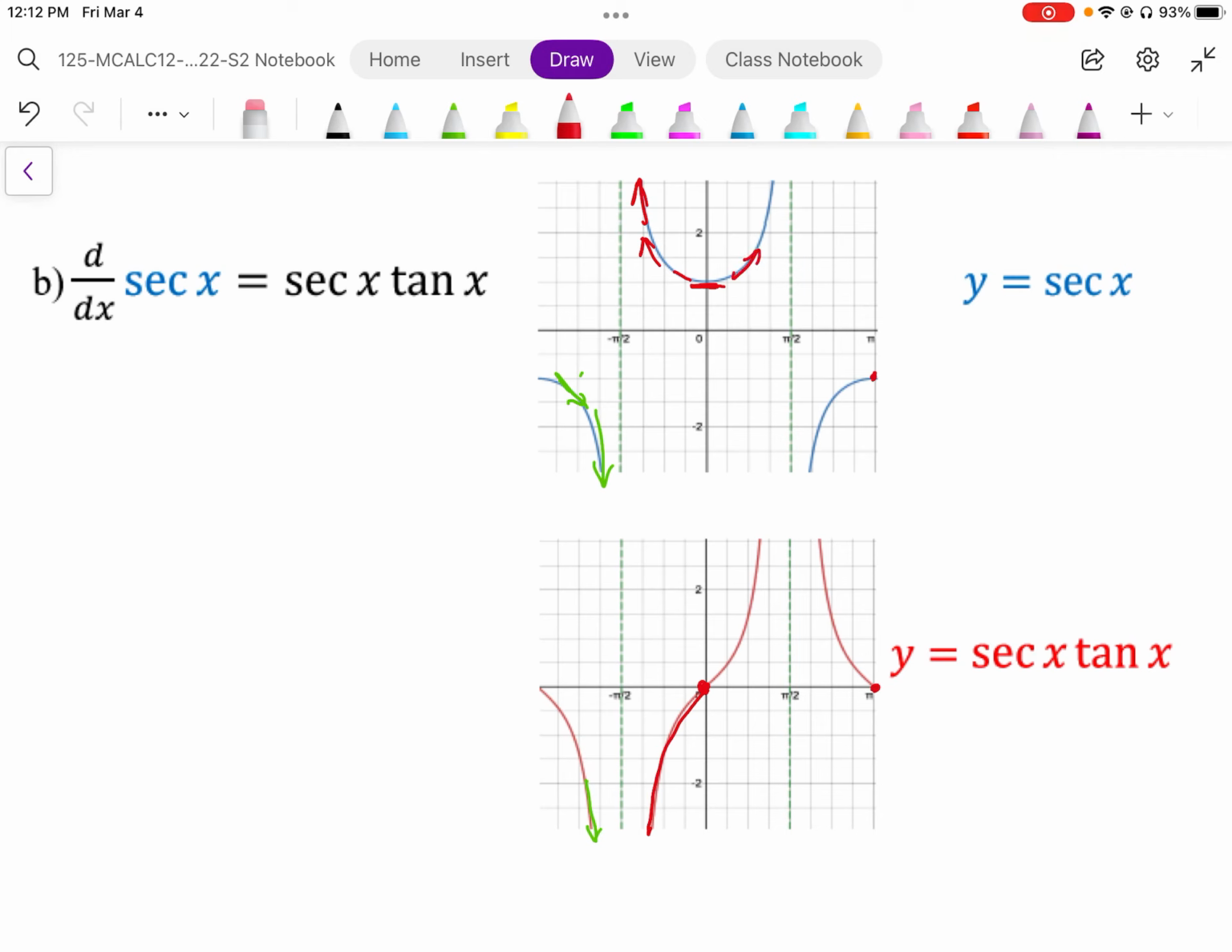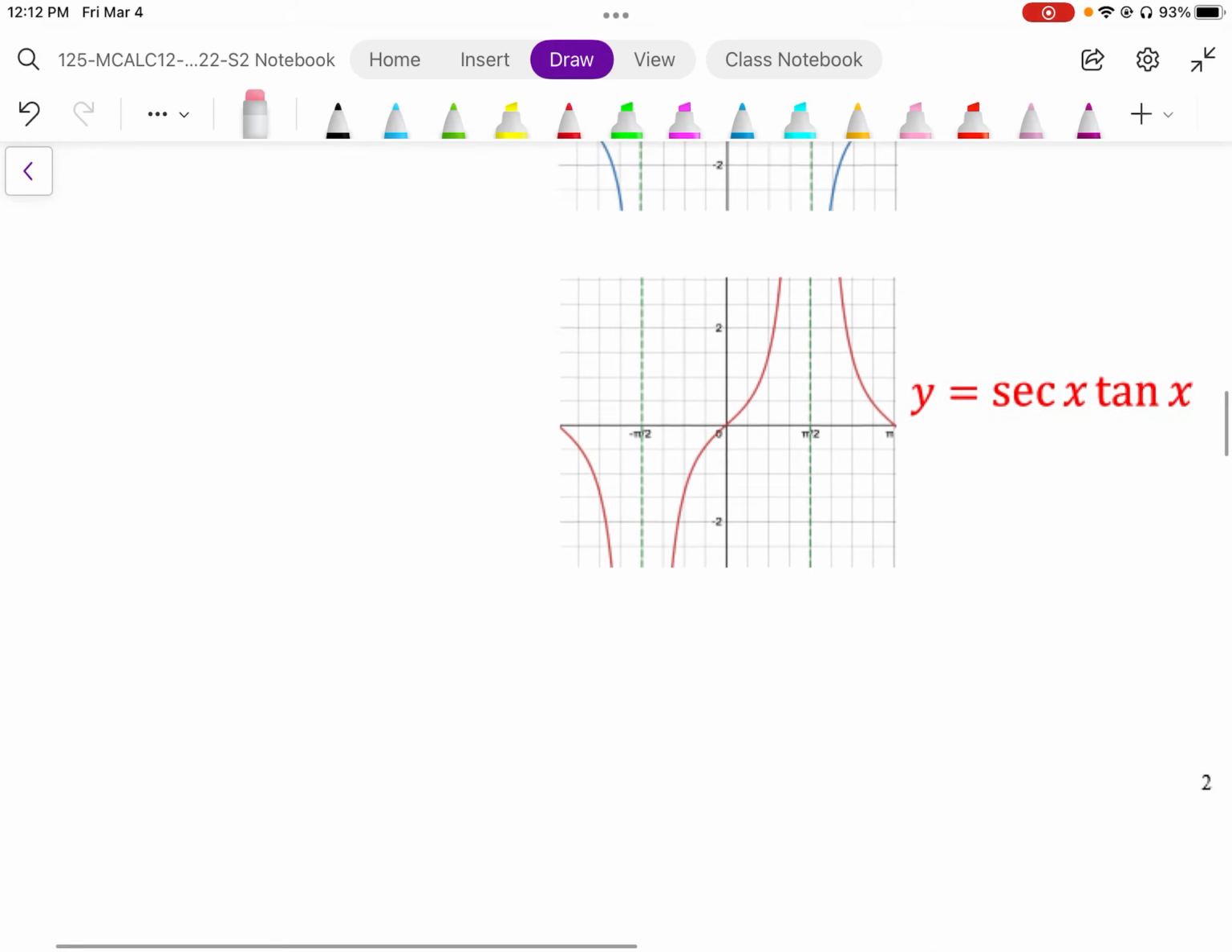And this is a mirror image. Instead of going negative slope, it's going positive slope. So we should have a mirror image coming this direction. Okay, so again, this is positive slope, positive slope, positive slope working out here. It's going towards 0. So again, based on shape, we can justify the secant derivative as secant x tan x.